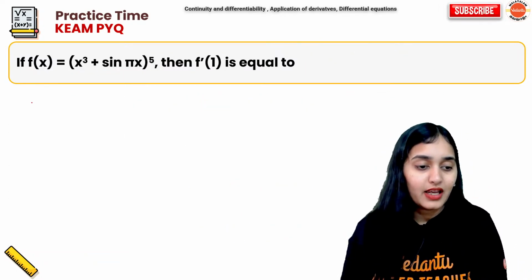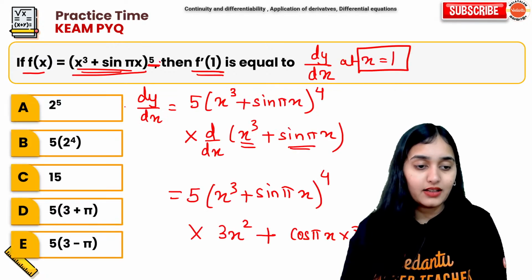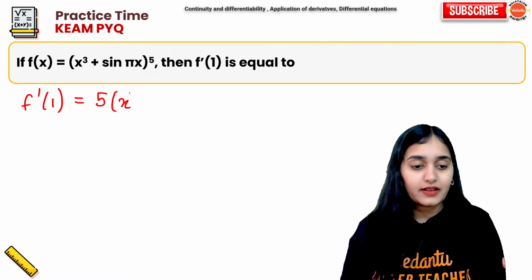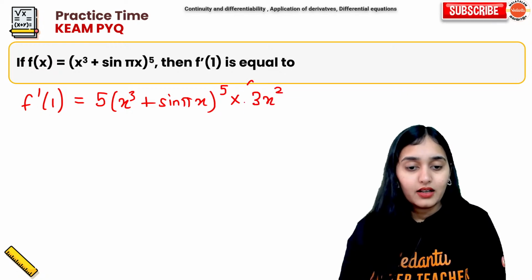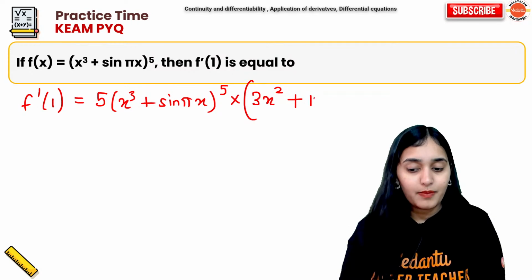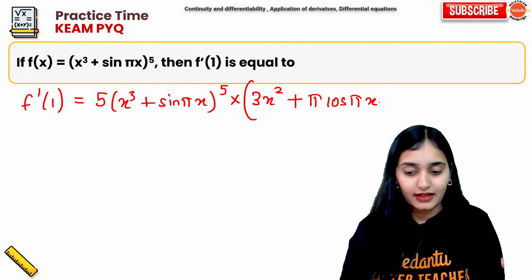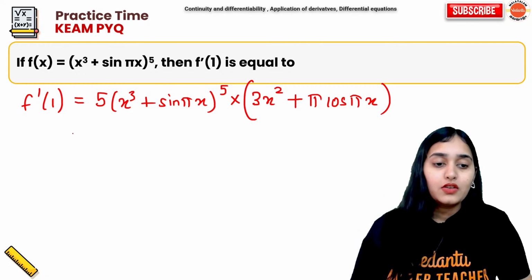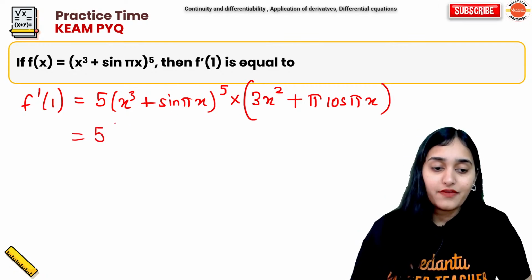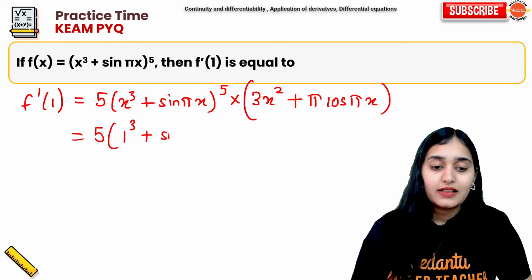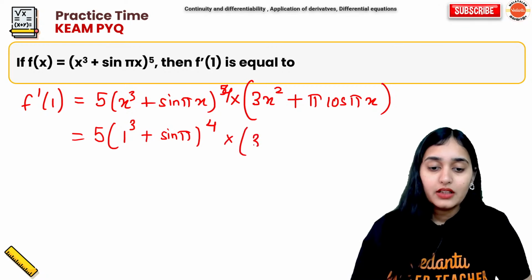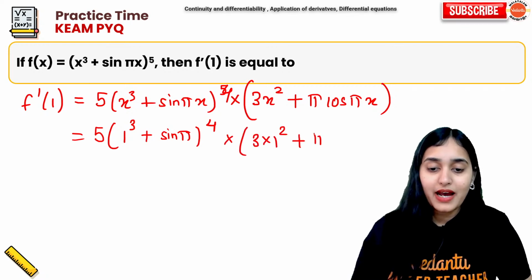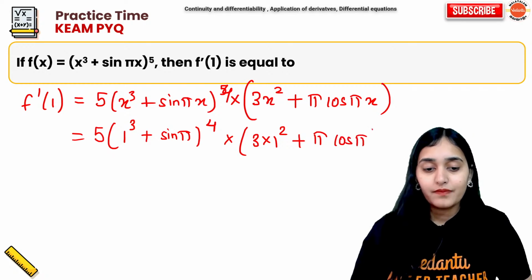So you have f dash of x as 5 into x cube into sine pi x to the power 4 into 3x square plus pi cos pi x. Okay, so let's put x as 1. So 5 into 1 cube into sine pi to the power 4, here power is 4, into 3 into 1 square plus pi into cos pi.